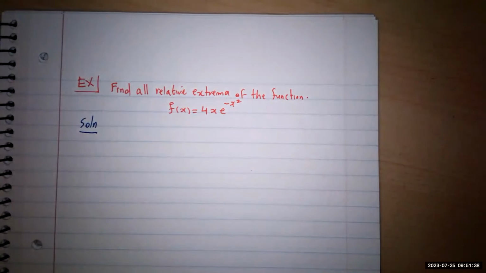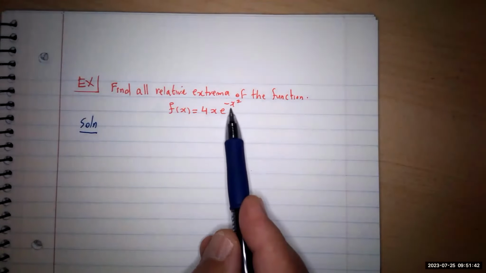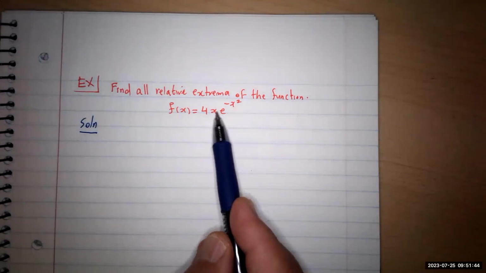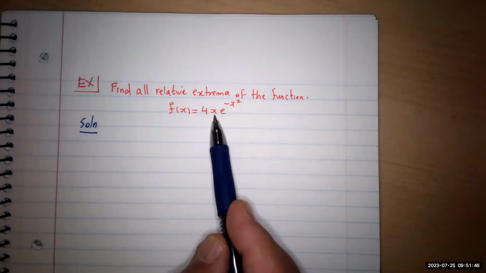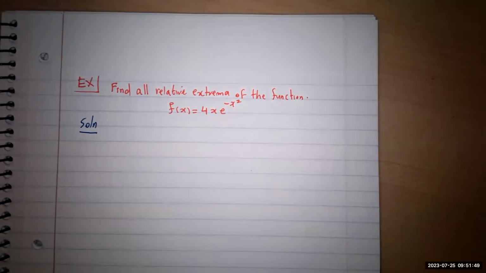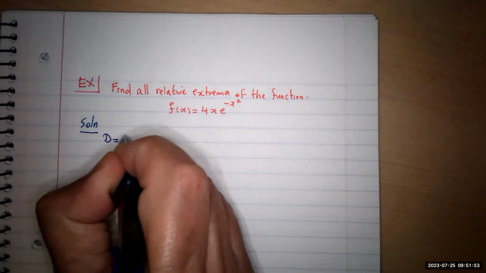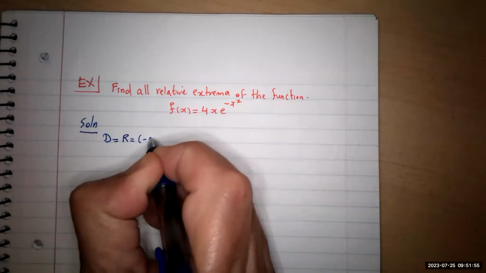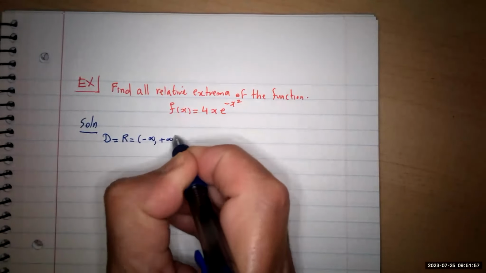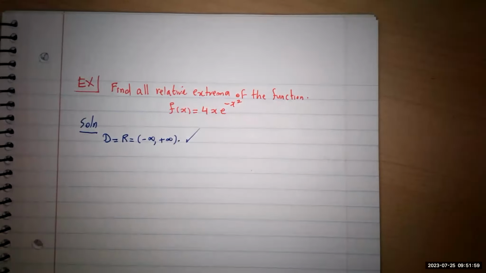So we start with the domain. For the domain, you say it's an exponential function, the exponent is negative x squared, which is a polynomial. Everything else is a polynomial. So the domain is all real numbers, but you have to mention the domain. So the domain of this function is all real numbers, or negative infinity to positive infinity. That's the domain. That's step one.